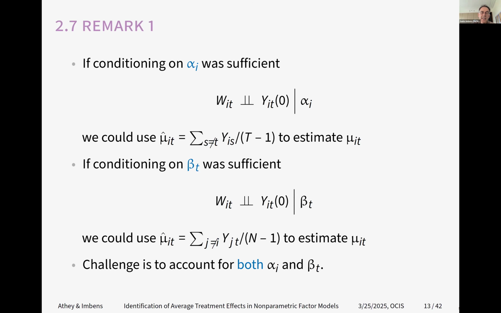But the challenge is really that we need to account both for the unit component alpha I and the time component beta t, because we only have a single unit-period pair where we have both alpha I and beta t. So somehow we need to find a way of getting similar units or getting similar time periods.